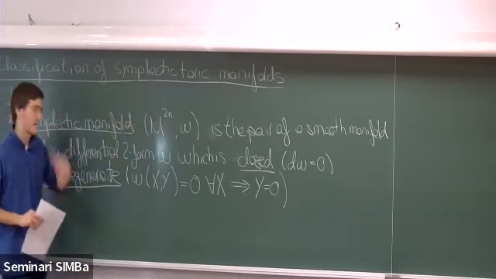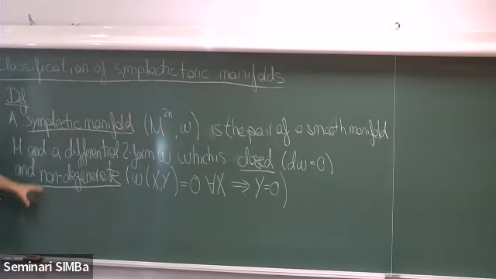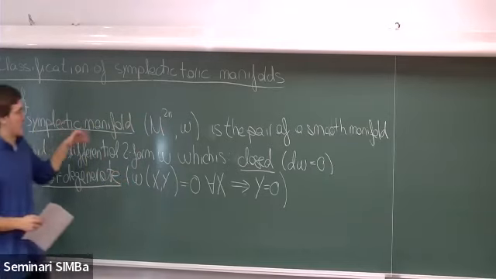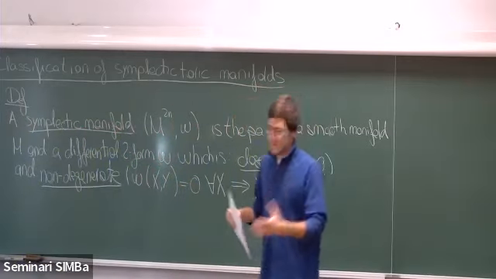This is Hamilton's equation if you want, but this is maybe the shorter way to say the same, that the form is non-degenerate. So a manifold that has a structure like this is a symplectic manifold. And there are many examples of symplectic manifolds.